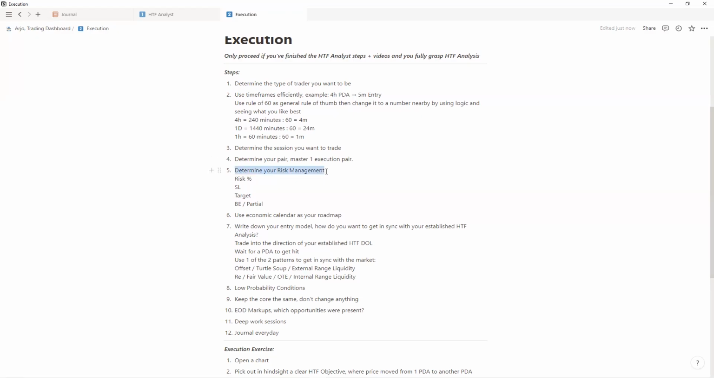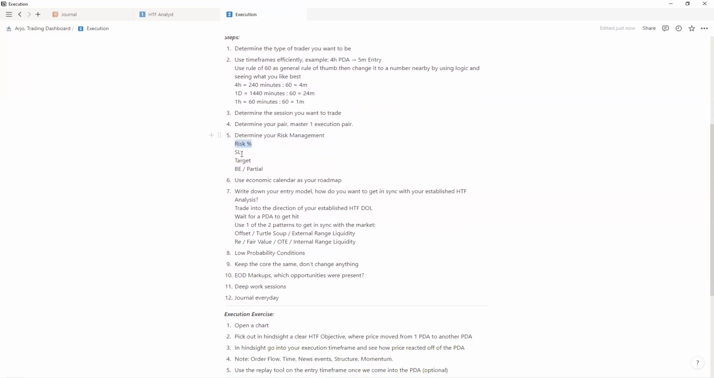Determine your risk management. What exactly do I mean by risk management? Your risk percentage, your stop loss, where you place your stop loss, your target, your break even or partial. Will you go for partials? Will you fully close something at 3R, etc.? Will you go break even? I go break even following order flow. Where do you place your stop loss? Will you trade even in drawdown, etc.?